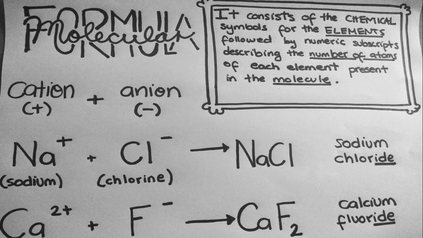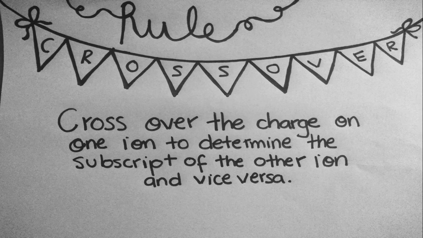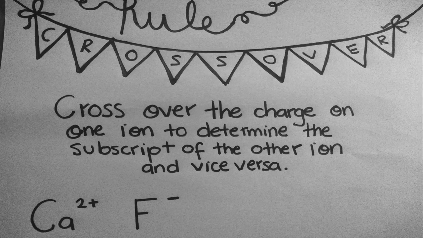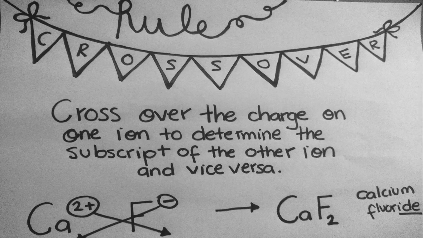So before we continue, we're going to learn the crossover rule. Cross over the charge on one ion to determine the subscript of the other ion and vice versa. So let's continue with the example of calcium and fluorine. As I mentioned before, calcium has a charge of 2 positive and fluorine has a charge of 1 negative. So we're going to cross over their charges, and now the charge of calcium will be the subscript of fluorine and the charge of fluorine will be the subscript of calcium.